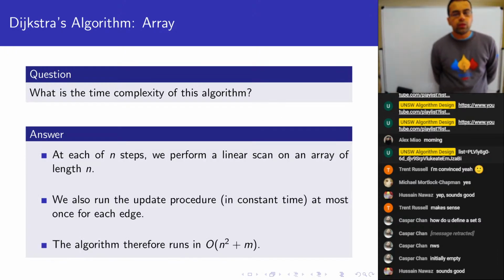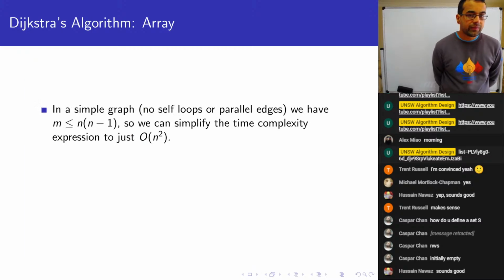Now, how big are n squared and m? Well, if we're working with a simple graph, that is, we don't have self loops and we don't have parallel edges, then the number of edges can't exceed the number of vertices squared. At worst, you may have an edge from every vertex to every other vertex, so that's about m equals n squared. Indeed, we can simplify that slightly to n times n minus 1, or n squared minus n. So a time complexity which adds n squared and m, n squared is the dominant term in that. So we can simplify this down to just n squared.